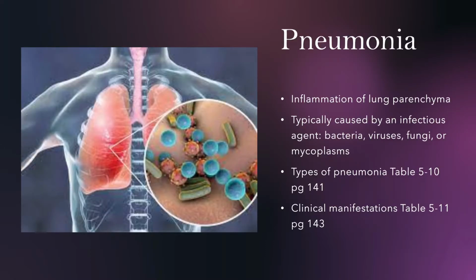Pneumonia is a very common respiratory disorder with many different types and presentations, which you can find on page 141 and 143. Typically, it is caused by an infectious agent. You can have bacterial pneumonia, viral pneumonia, fungi and mycoplasms can also cause pneumonia. So any sort of infection of the lungs that causes exudate and inflammation is going to lead to restriction. It's going to lead to decreased lung volume and airway restriction.